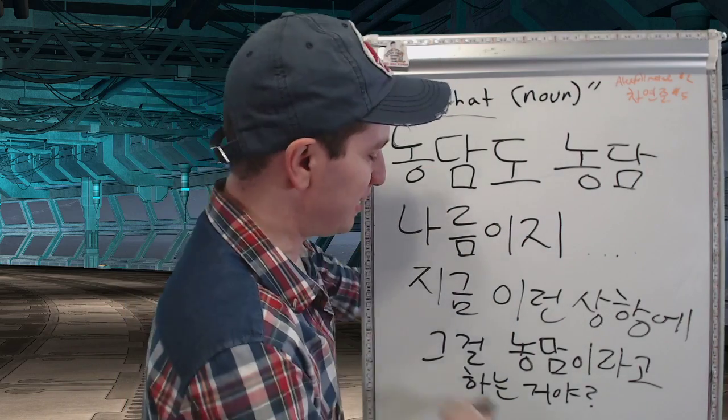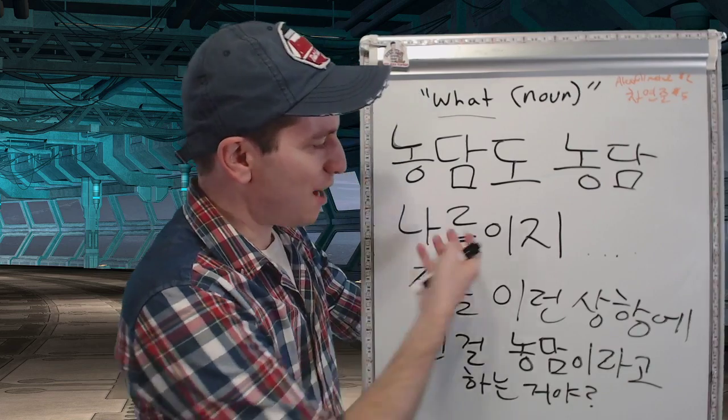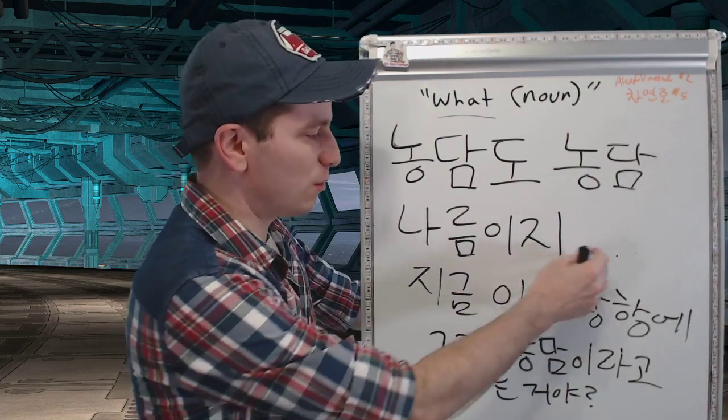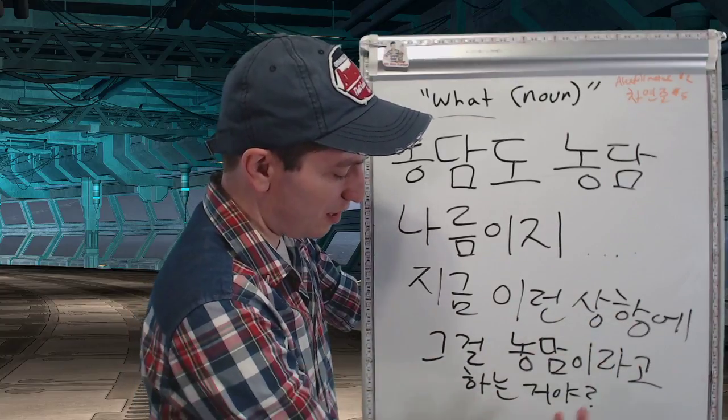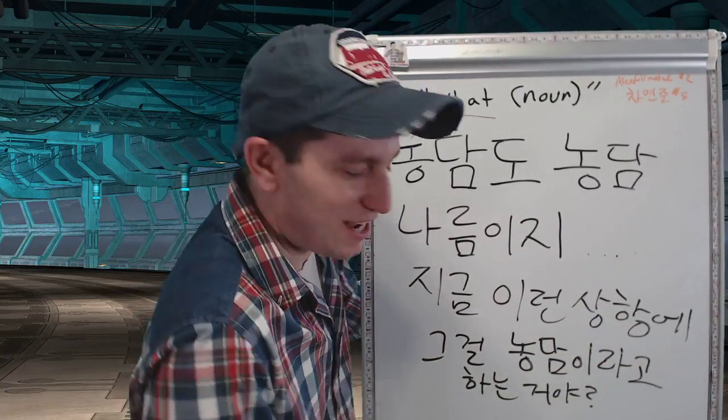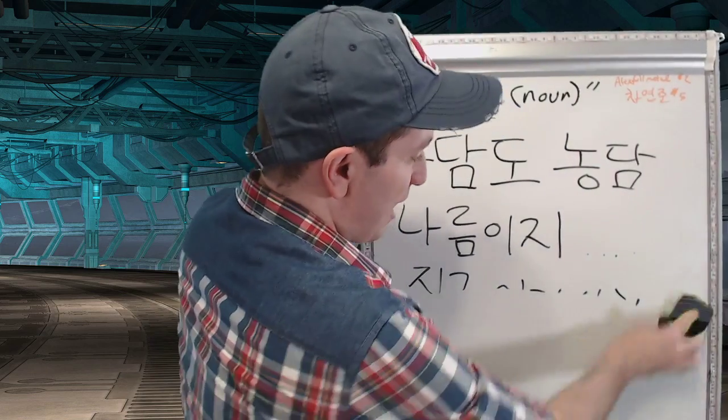So that's kind of the meaning. And this was just an example of how you would follow the rest of the sentence up. What would you say after this? You could say, 지금 이런 상황에 그걸 농담이라고 하는 거야? So are you saying that this is a joke right now? It's not a joke? Anyway.